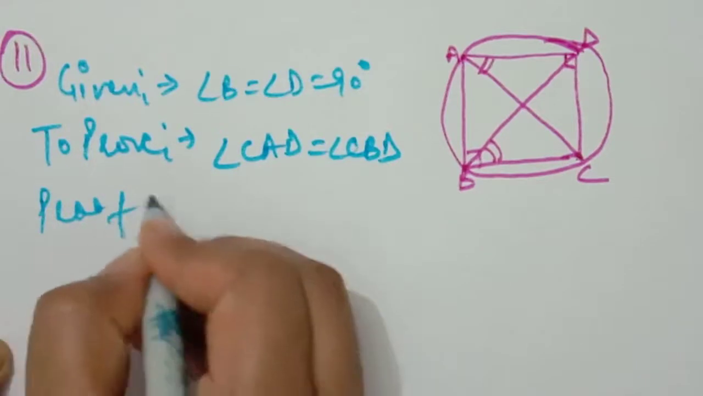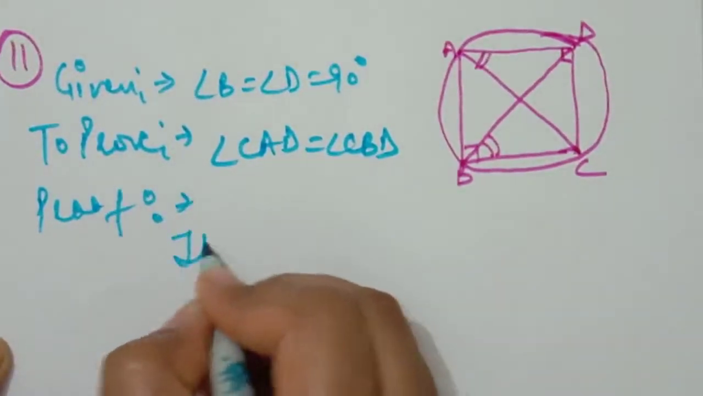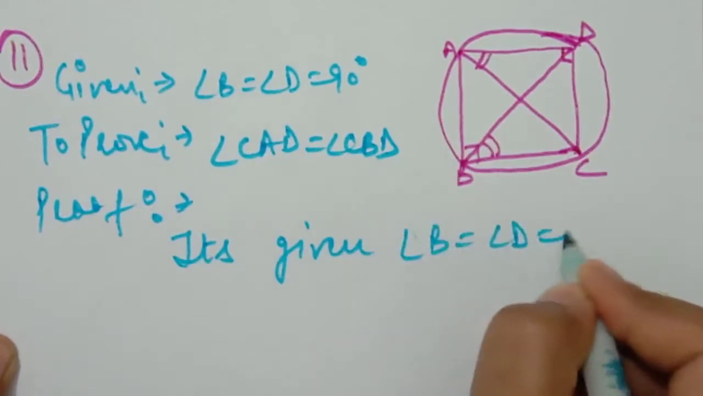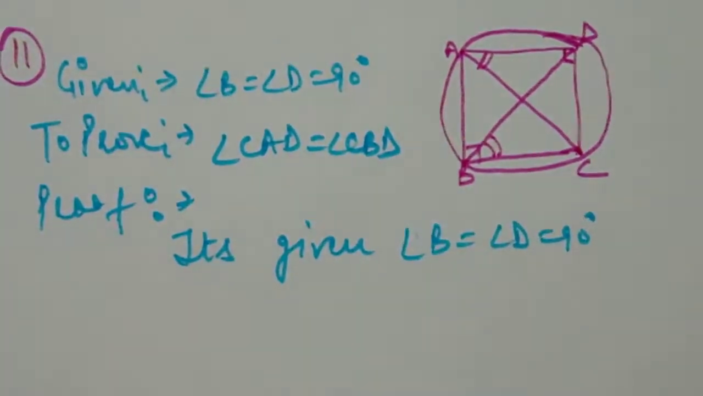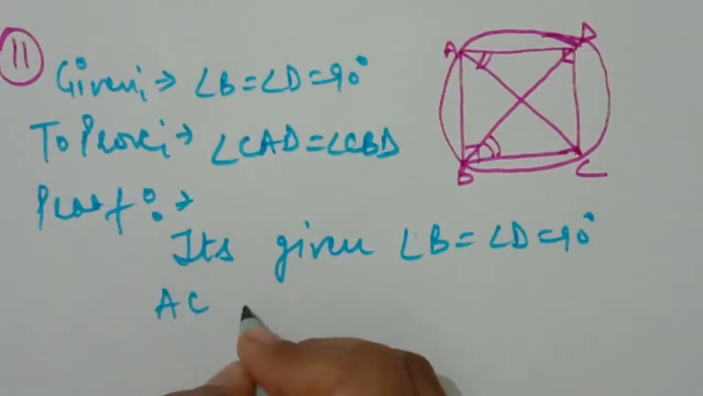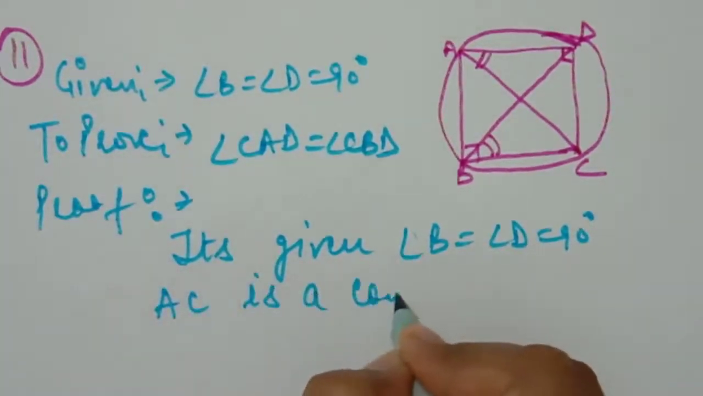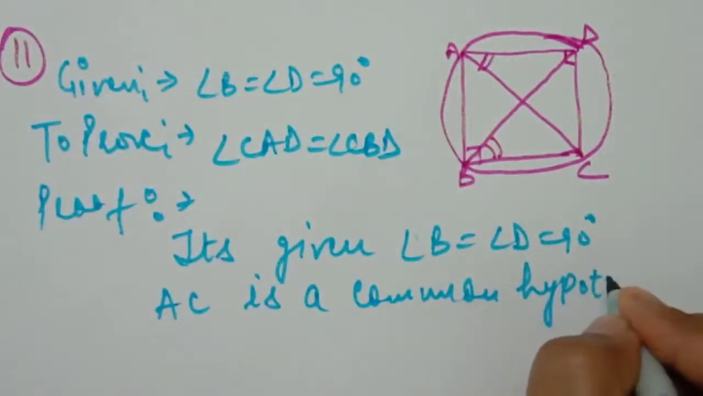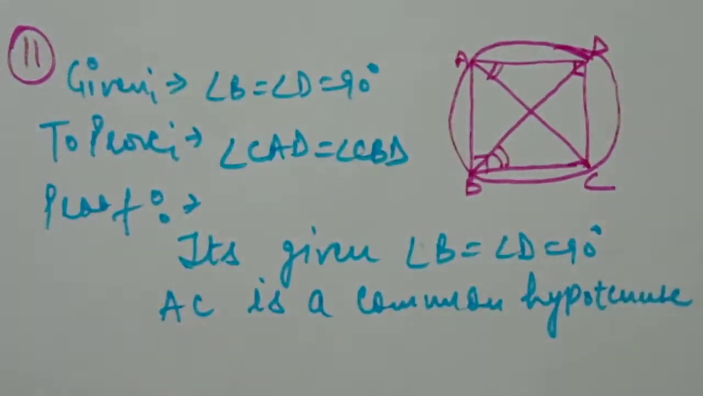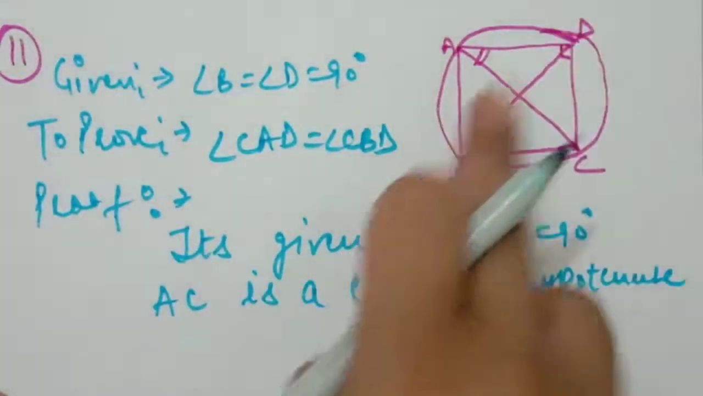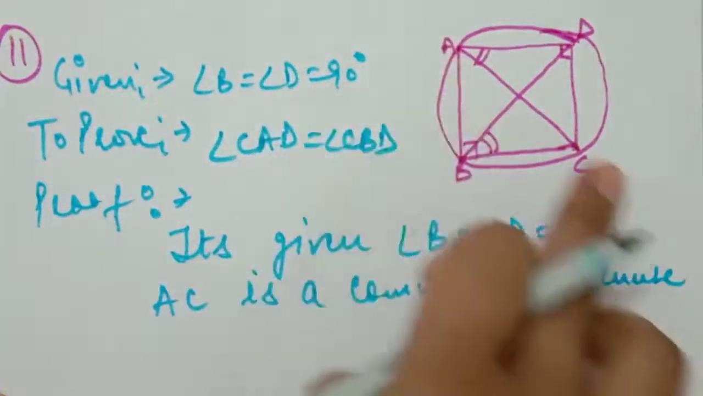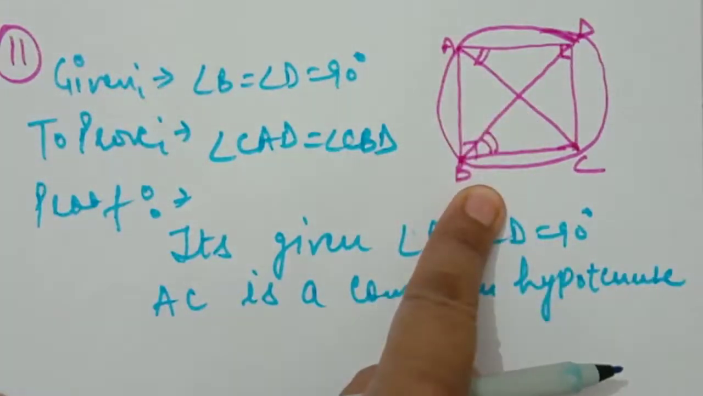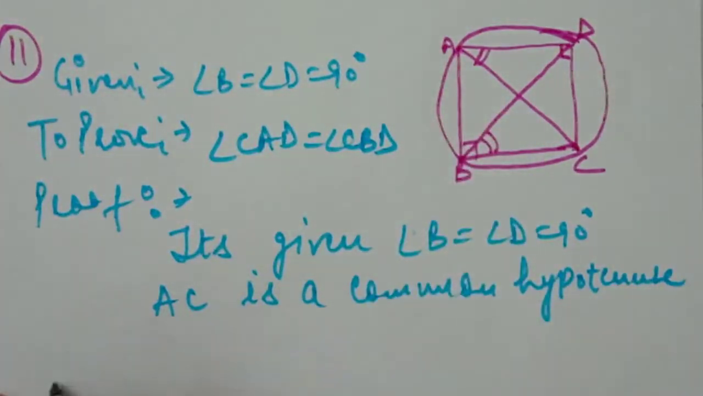Proof. It's given that angle B is equal to angle D is equal to 90 degrees. It's given, and AC is a common hypotenuse. This is only possible when these two angles are 90 degrees, when AC is the diameter of the given circle, because angle in a semicircle is only 90 degrees.